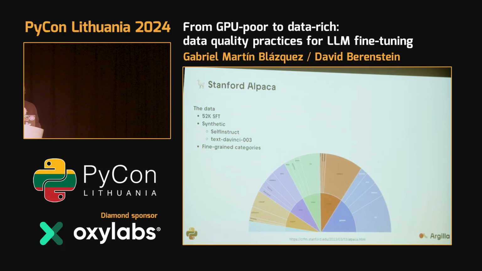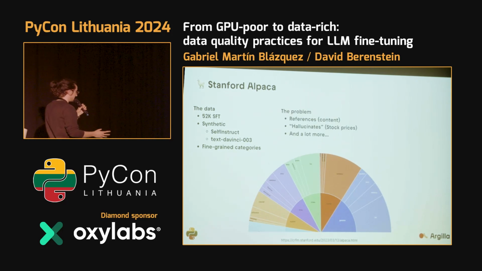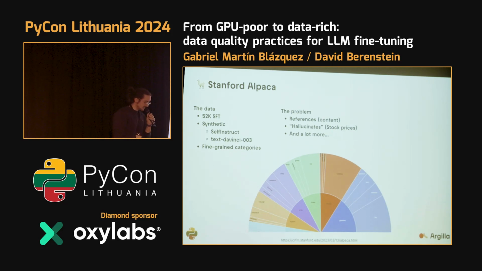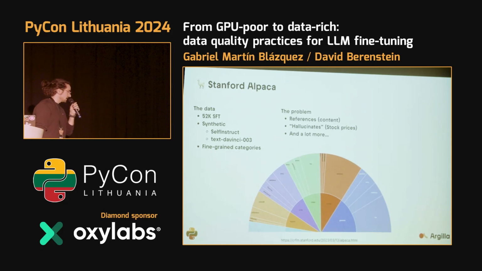So yeah, awesome. We had a dataset with 52,000 rows, but it had some problems or limitations. The dataset contained references to documents, maybe fictional, maybe not, but this is not desired. It also hallucinated, meaning the model fine-tuned on this dataset hallucinated, generating fake stock prices, and apart from that, it also suffered from generating stereotypical data, and it was toxic.